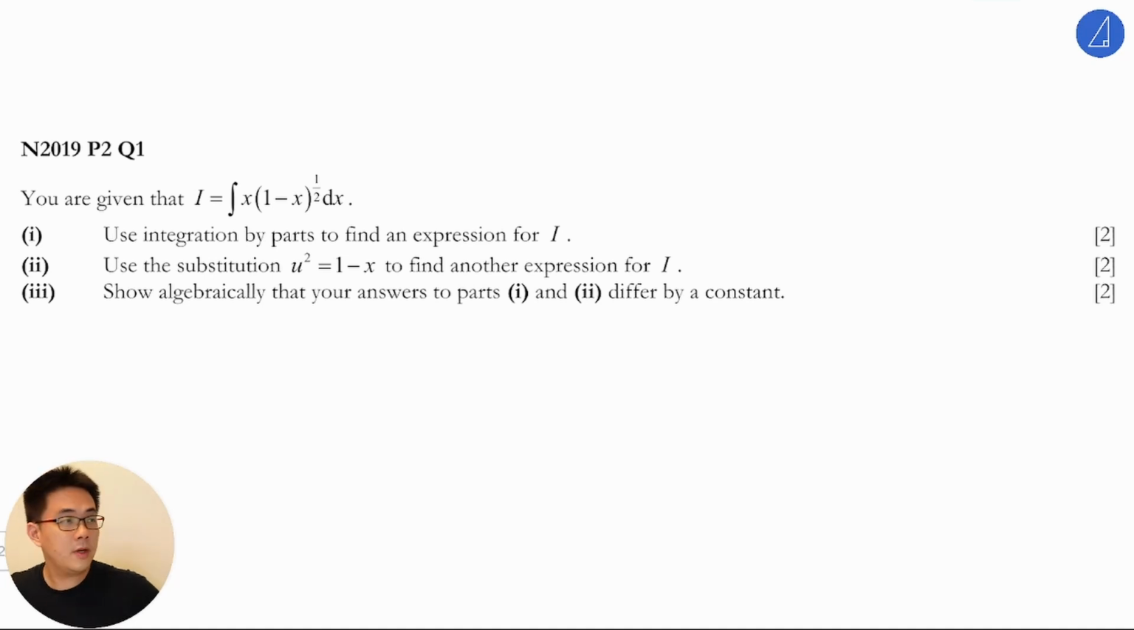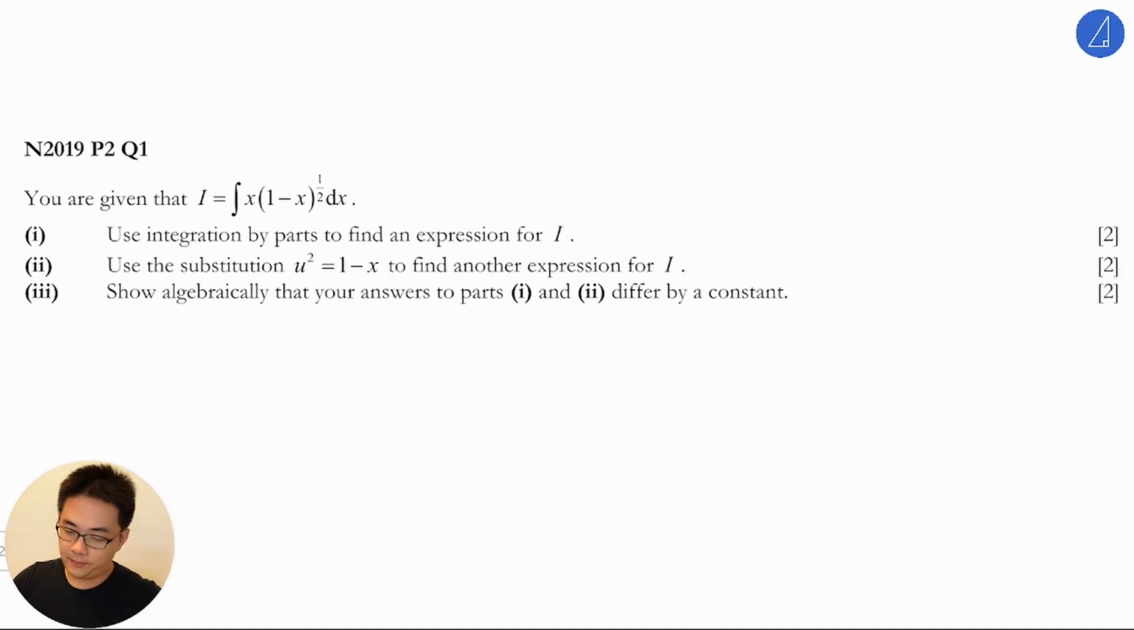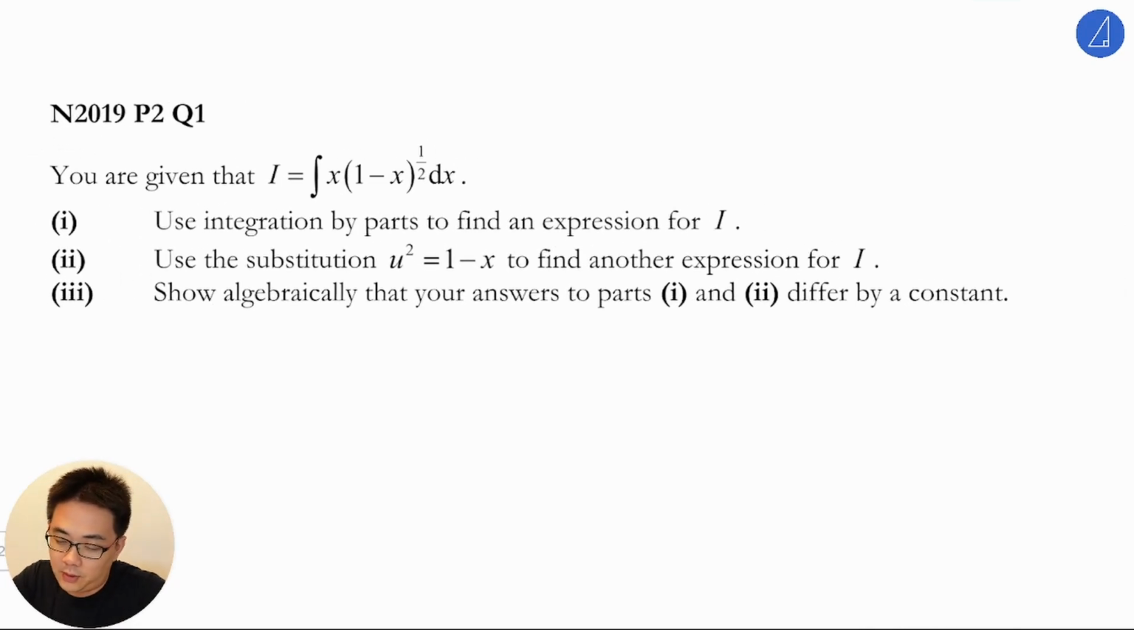So I think the first part is to understand that in this case here, LIATE will fail. You can't use LIATE here because this is A and A, algebraic and algebraic. Okay. So this is a very common kind of question where LIATE will not work.